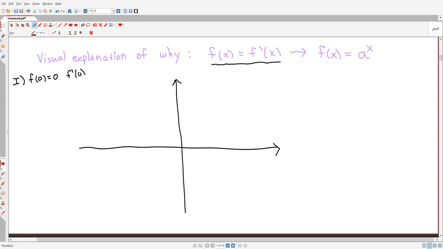I don't know why that just erased. Okay. Thanks, Corona. It keeps erasing, dear God.